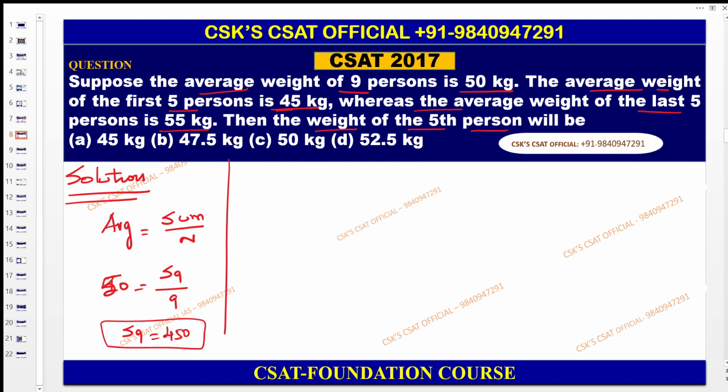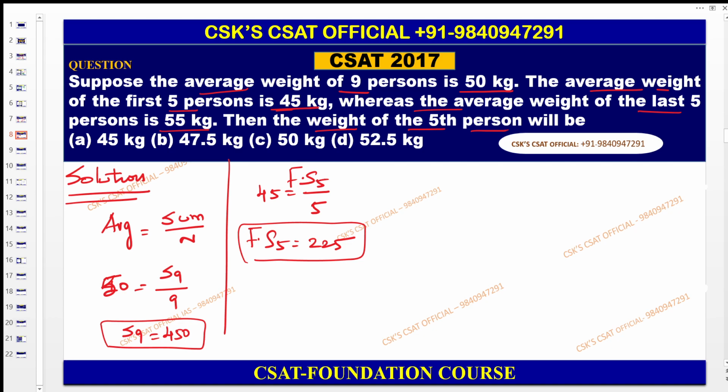Okay. Now, for 5 persons. So here 45, sum of 5 by 5. So therefore 5 persons, this is nothing but the first 5 persons. Let me take it as F here, F meaning the first. First sum of 5 persons here. So 45 into 5 becomes 225.